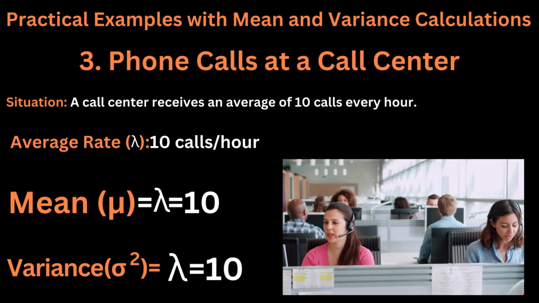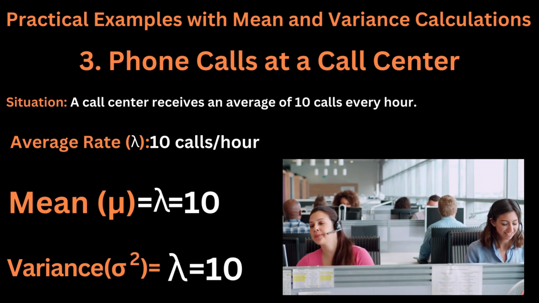Let's take the third example. Phone calls at a call center. A call center receives an average of 10 calls every hour. So average rate is 10 calls per hour. Mean is 10. Variance is 10.